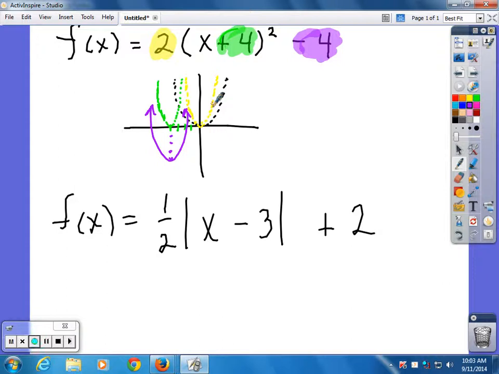Wait, those are the coordinates, aren't they? Yeah, vertex. So your vertex is -4, -4. H equals X, K equals Y? Like the point? Yes.